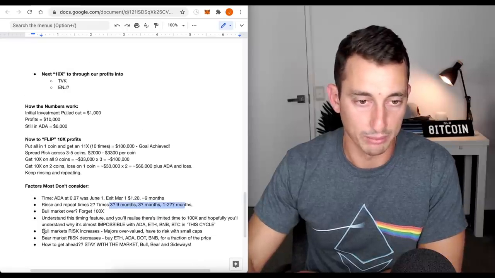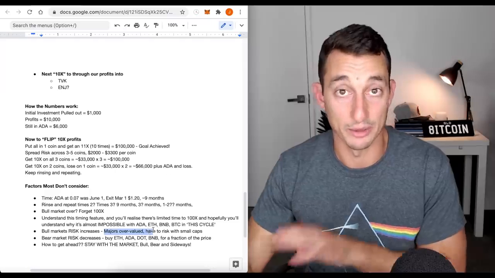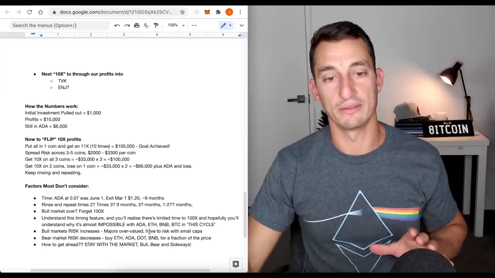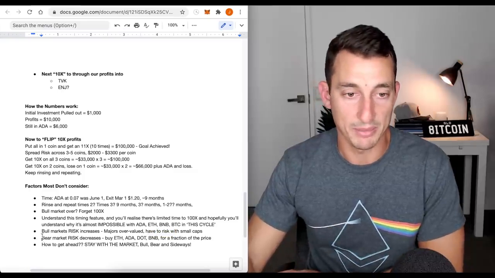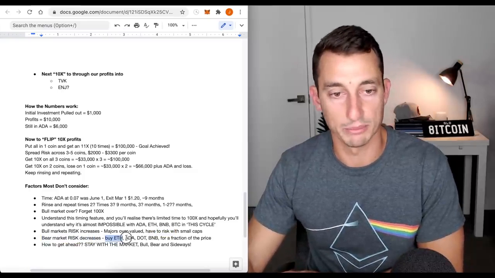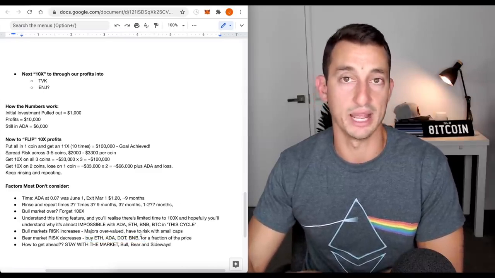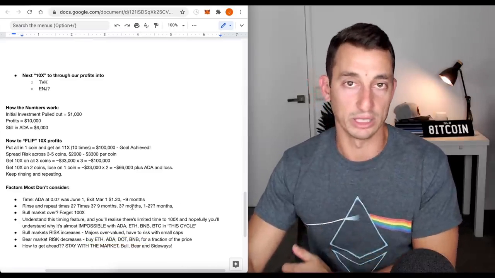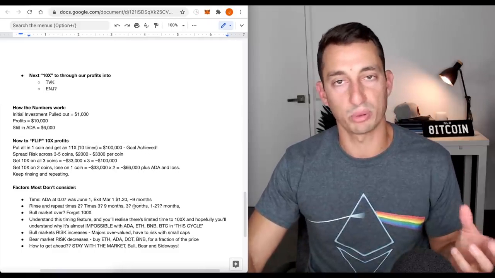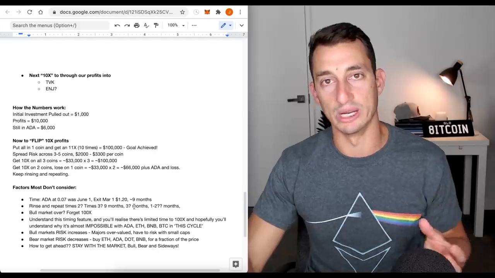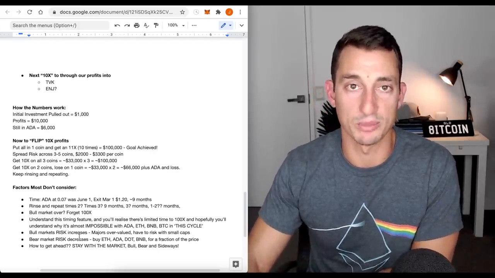Lastly, we're going to look at bull markets. Risk increases. Majors are overvalued. The major coins are overvalued, so you have to risk it with the small caps. Bear market, risk decreases. You can buy all these big caps for a fraction of the price. Even if they're higher than where they are now, those returns are looking much safer, and you've seen in the previous market that they are strong coins. They're just suppressed during a bear market, so you can find much better deals.